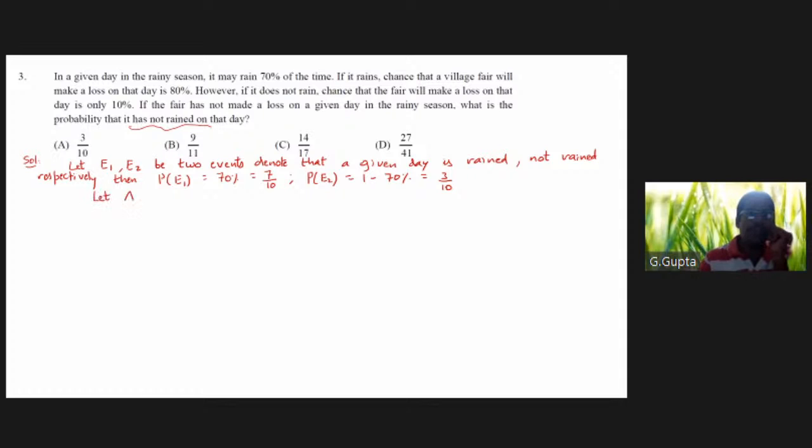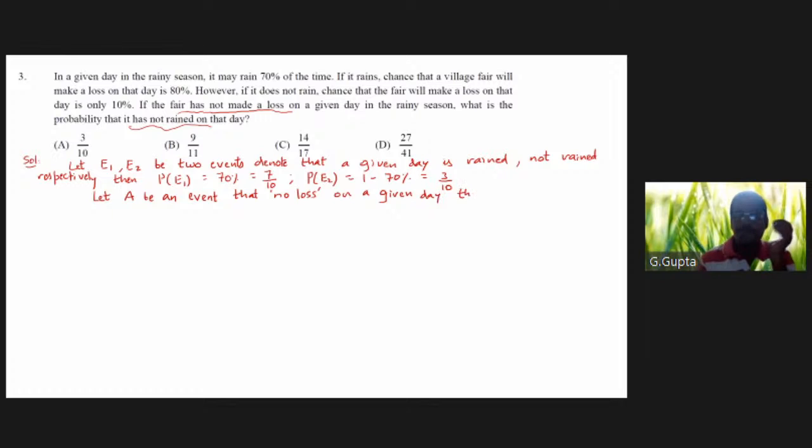Now, the second type event is important. That is arbitrary event. Let A be an event that denotes the question related to the fair has not made a loss, no loss, on a given day in rainy season. It is not required to write that. I hope that you understand. Everyone following?